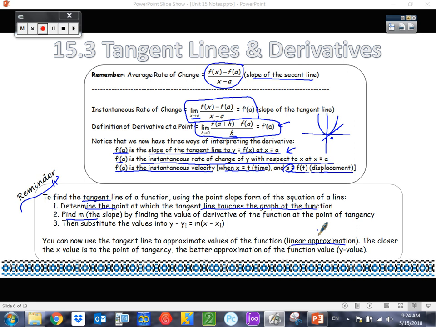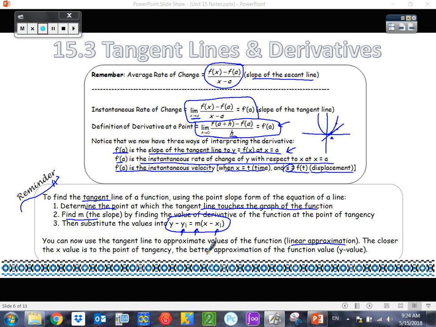And then we get to substitute into, actually, my favorite equation of the line. I love this equation of the line: y minus y1 equals m times x minus x1. This is magnificent, because x1, y1 are the point of tangency, and m is our derivative value at the point. So those are the three things we need to write the tangent line: the point of tangency and the value of the derivative at that point. And then we can use that to do a linear approximation.